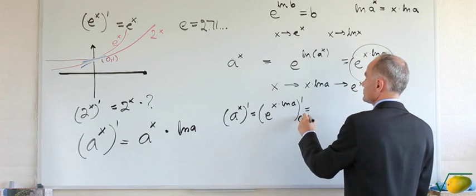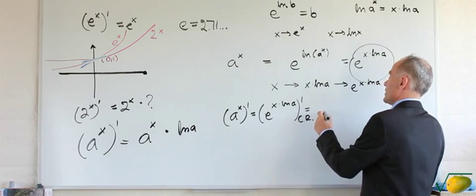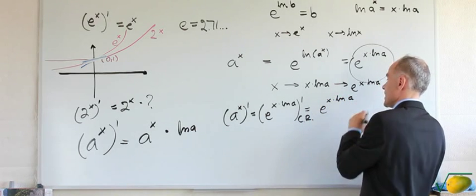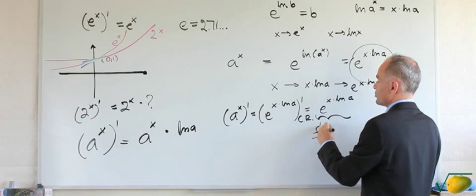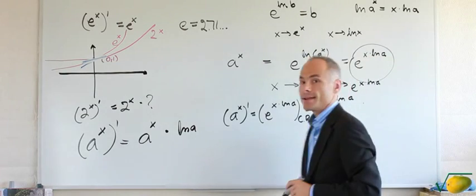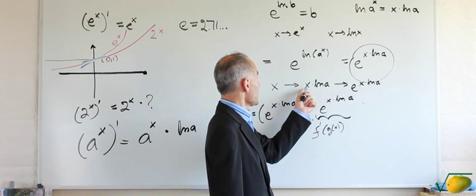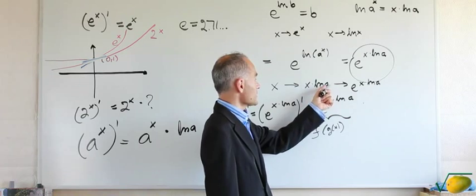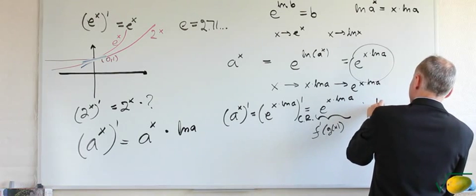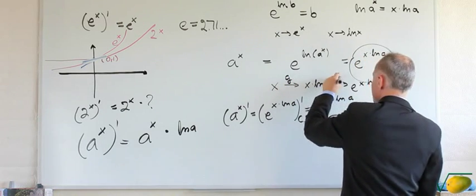Now applying the chain rule. So the derivative of the outer function is the exponential. I evaluate the outer function at the argument. So this would be my f prime of g of x from the chain rule, remember? And then I multiply it by the derivative of the inner function. And the inner function here is just a linear function. You multiply x by this number ln of a. So its derivative will be just ln of a. So this was g, and this was f.